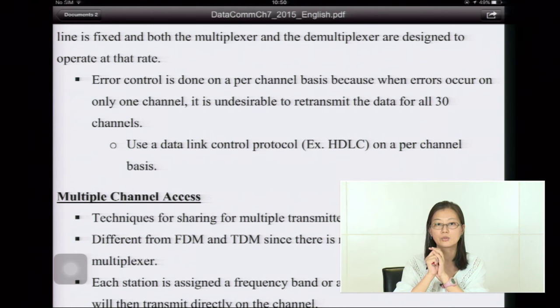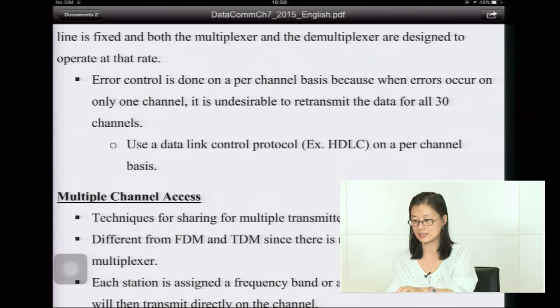Now the error control is done on a per channel basis, okay, because if errors occur in one channel, we don't want the other users to have to worry about this channel, and they don't want to retransmit the data for all of the 30 users, for example. We can use high level data link control or other data link control protocols on a per channel basis. So how do we do that? Let's look at this.